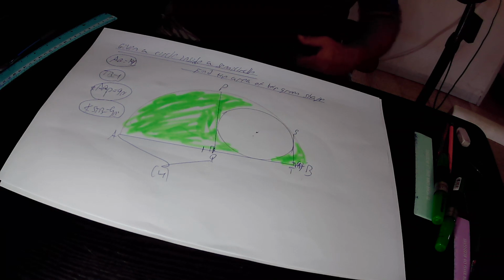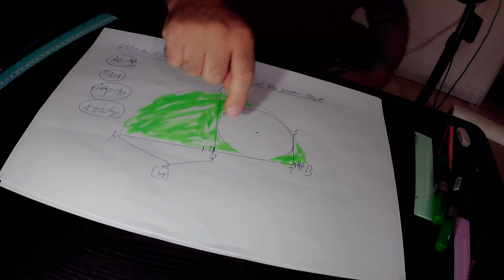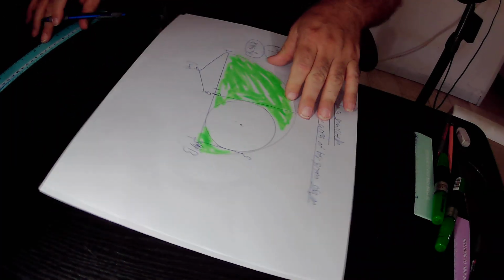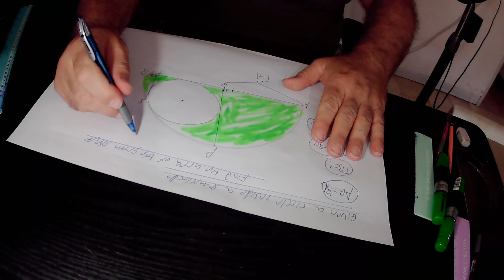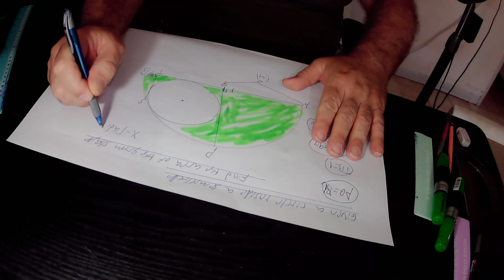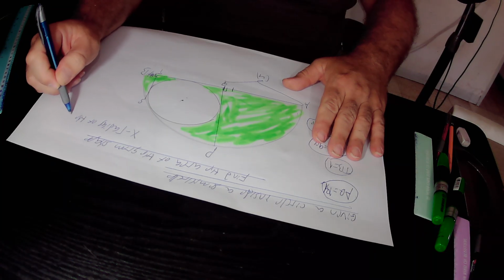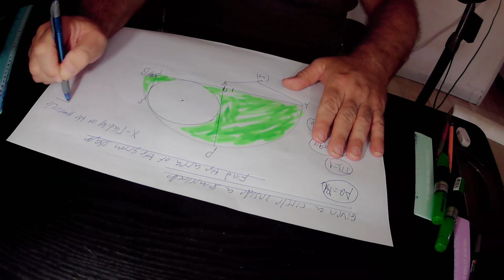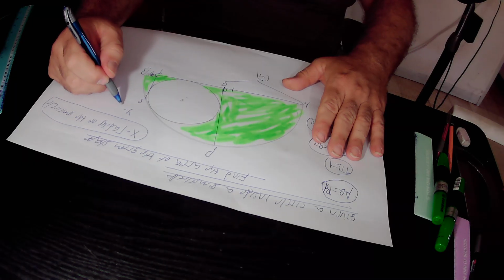So first of all, we will define the radius of this big semicircle as x and the radius of this small circle as y. So I write it down. X is the radius of the big semicircle. And y is the radius of the small circle.